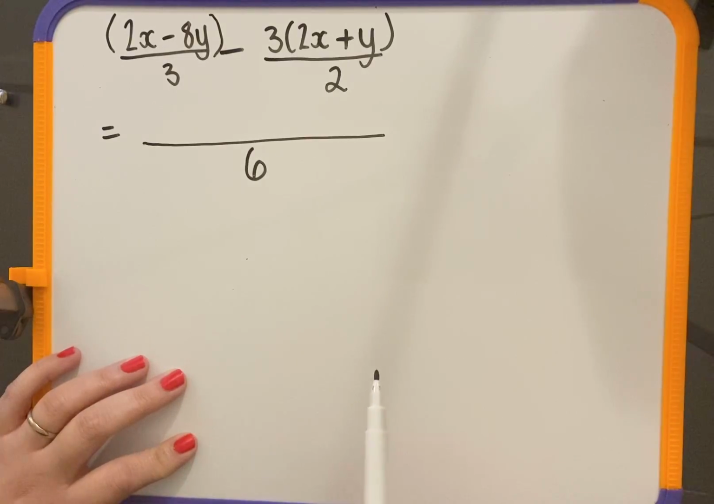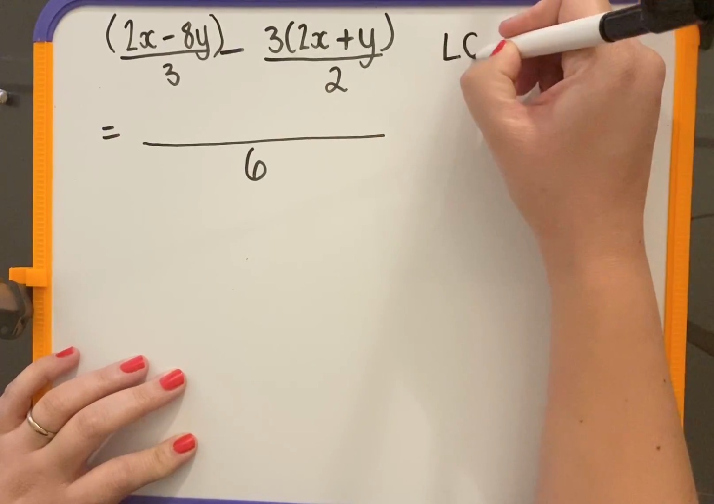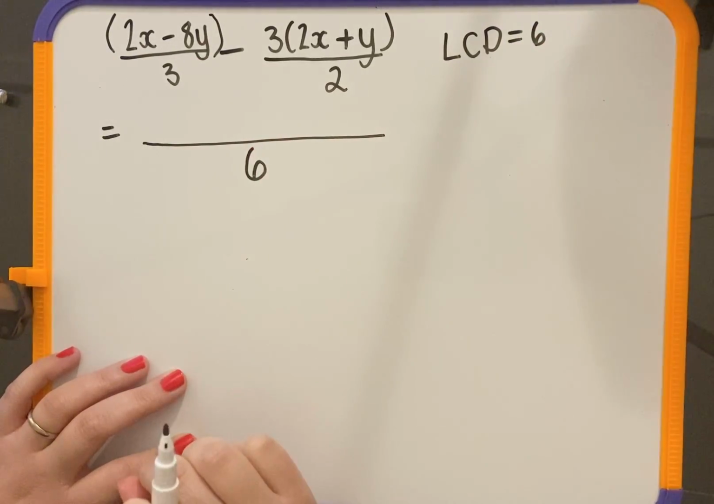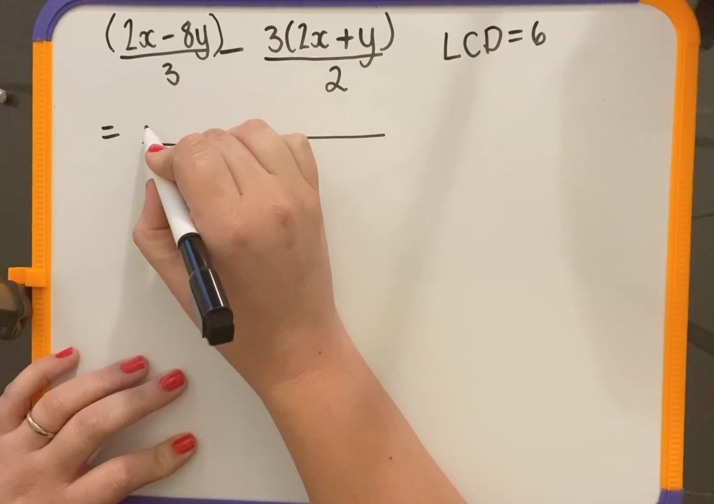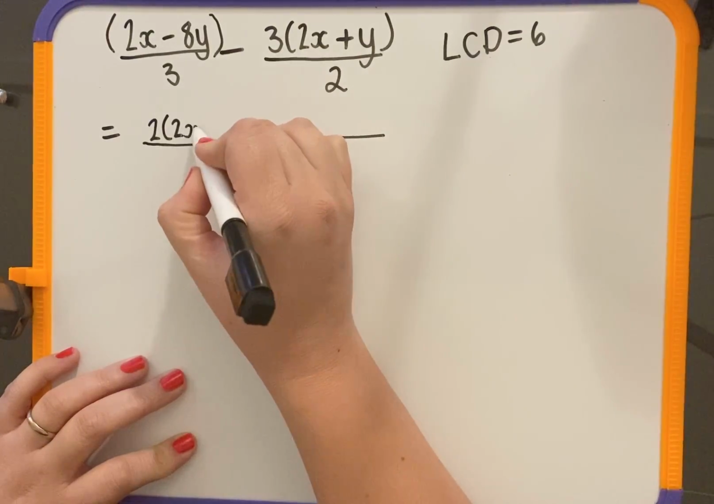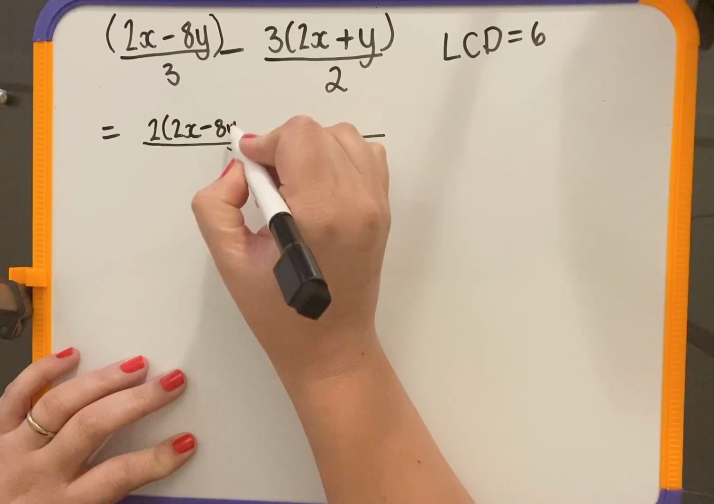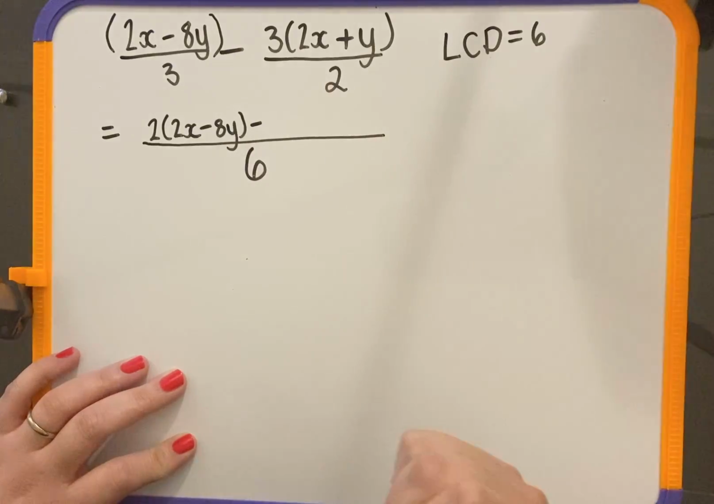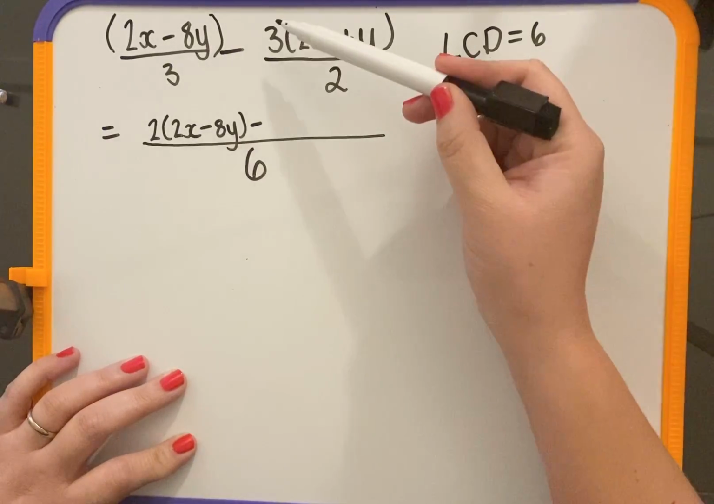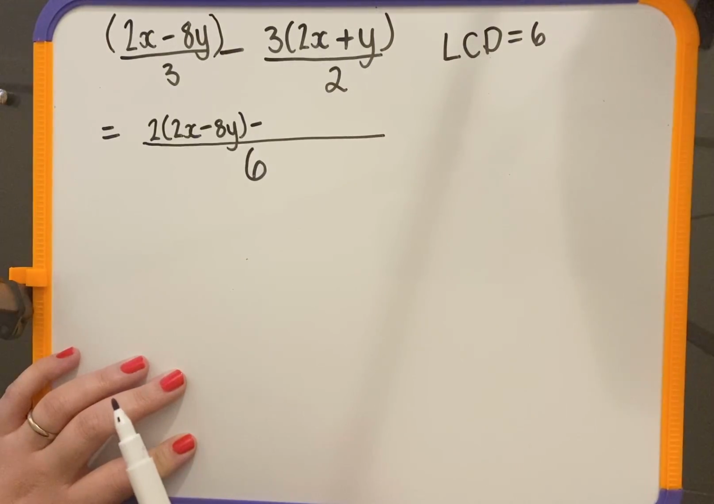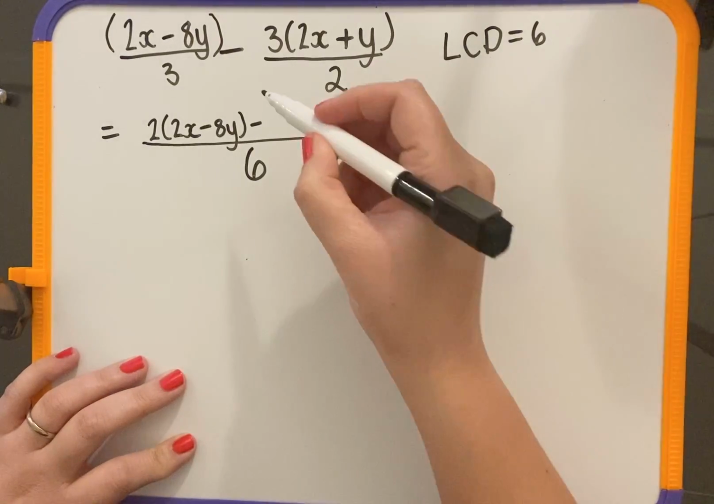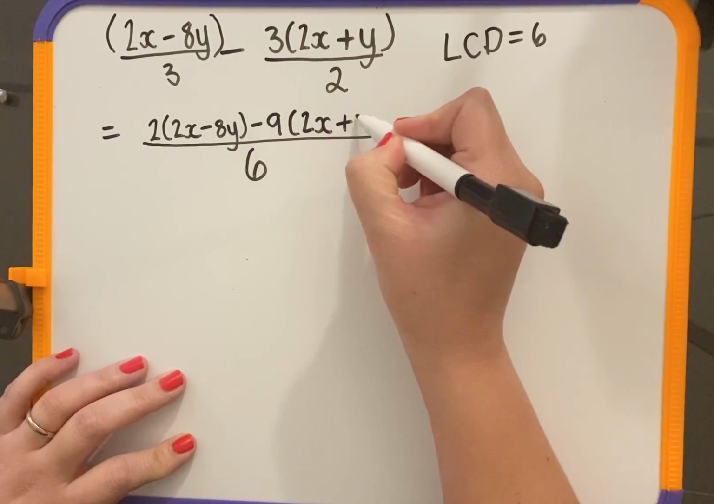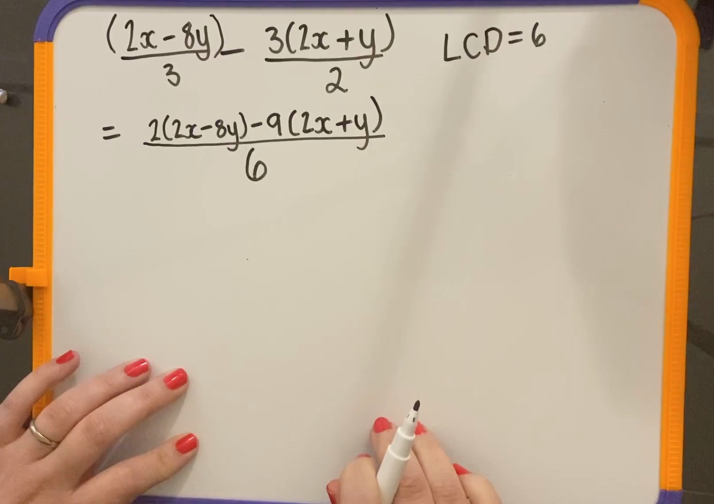that numerator. So I say to myself, okay, if my LCD is 6, 3 goes into 6 how many times? 2 times. So 2 needs to be multiplied by the numerator, 2x minus 8y. 2 goes into 6 3 times. So 3 needs to be multiplied by the coefficient of that bracket. So 3 multiplied by 3 is 9. And that 9 is then going to be distributed into that bracket.